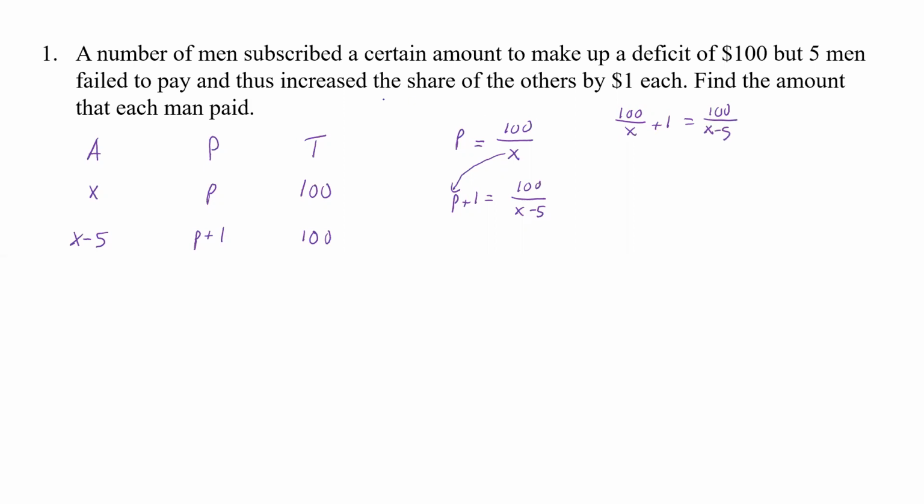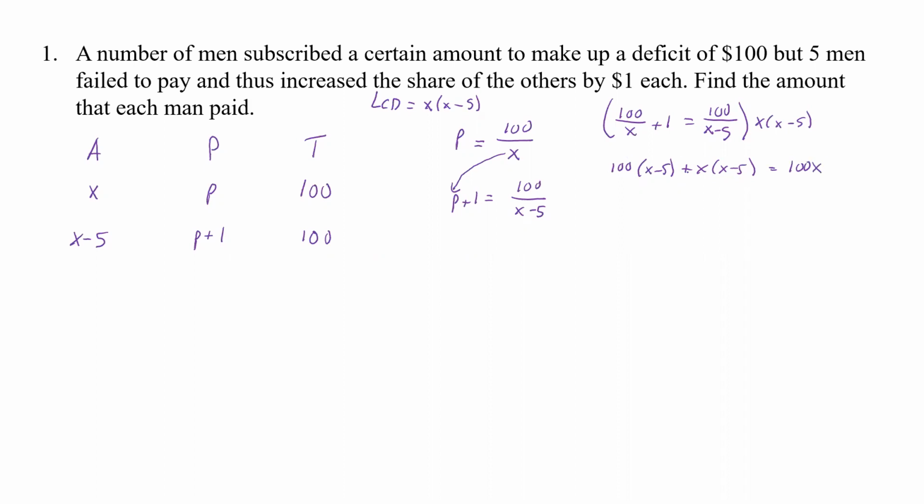Now we're going to multiply by the LCD. Well, what is the LCD? The LCD is X times X minus 5. So that's what we're going to multiply every term in this equation by. So when we multiply this times our first term, the x's cancel, so we're going to have 100 times x minus 5. Now here nothing cancels on the next one, so it's just going to be plus x times x minus 5. And the next one, the x minus 5's cancel, so we get 100x.